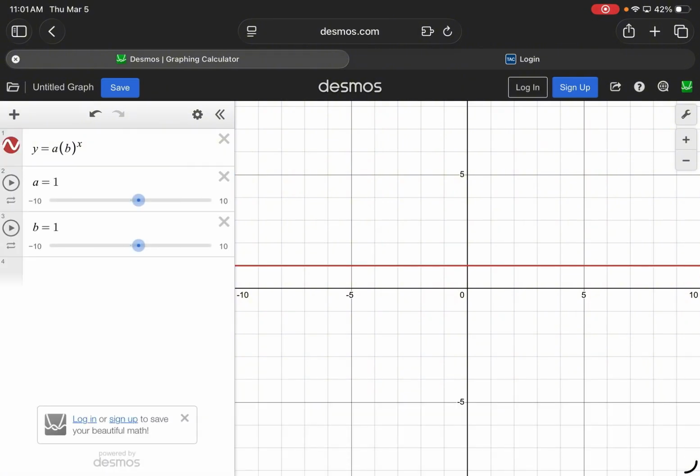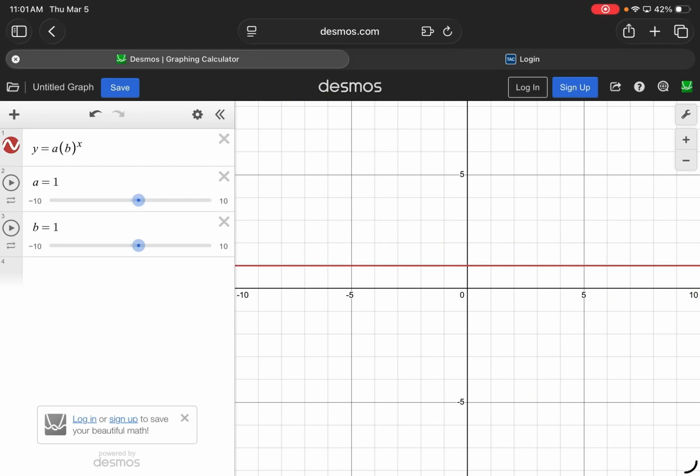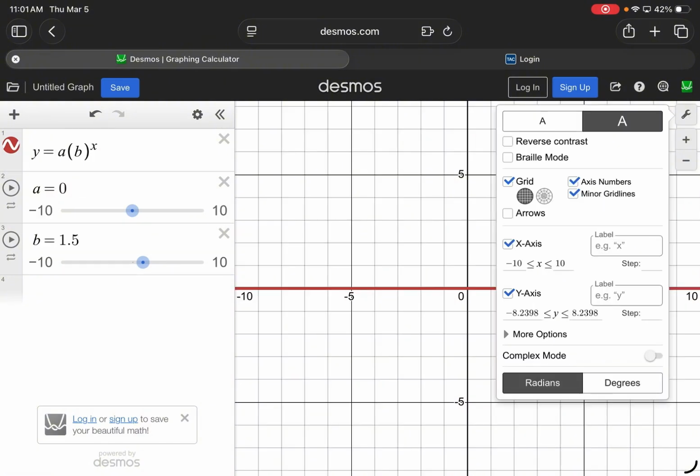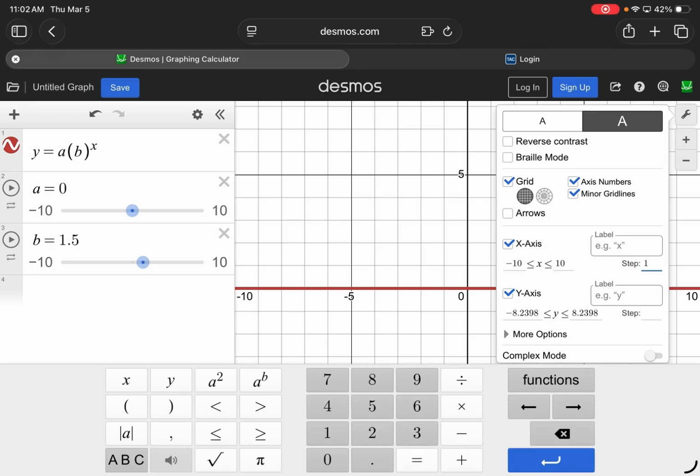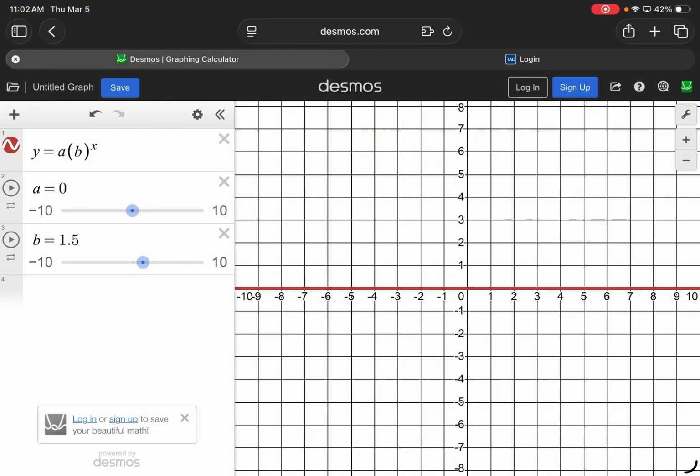All right. Now we said that A cannot be 0, because if it's 0, what happens to the graph? What happens to your exponential function? It goes straight. It becomes a straight line.